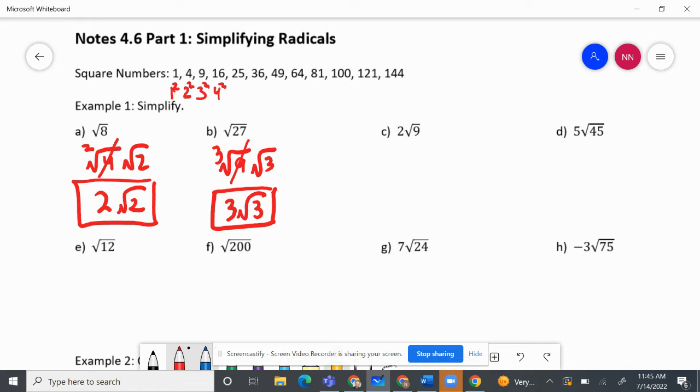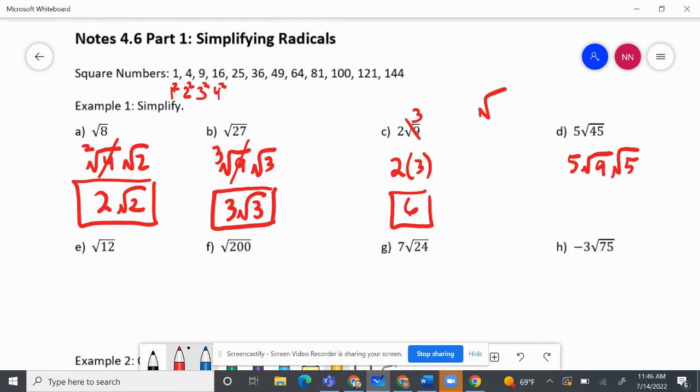Now, letter C, this one's a little bit easier because we know the square root of 9. The square root of 9 is 3, so that gives us 2 times 3, which is 6. Now, we have 5 times the square root of 45, and we're going to simplify it. We know that 45 is 9 and 5.